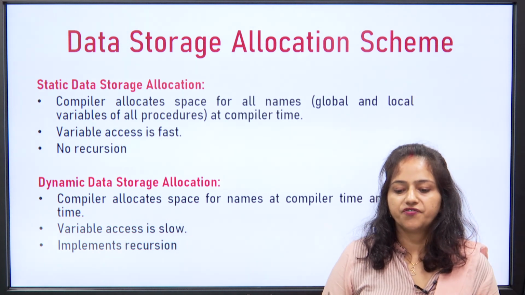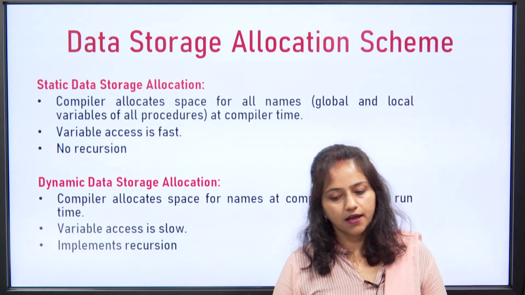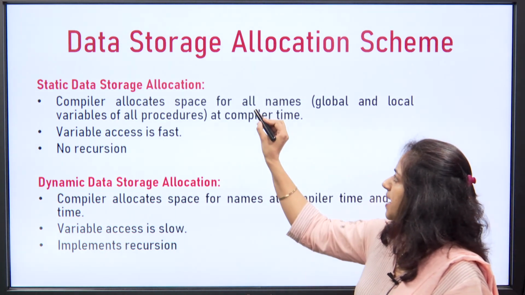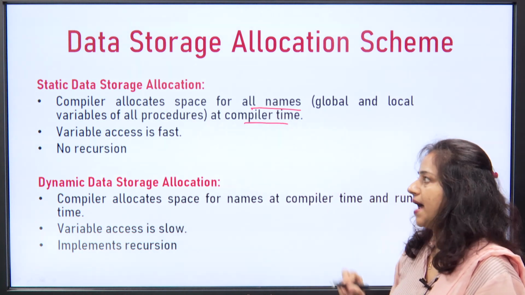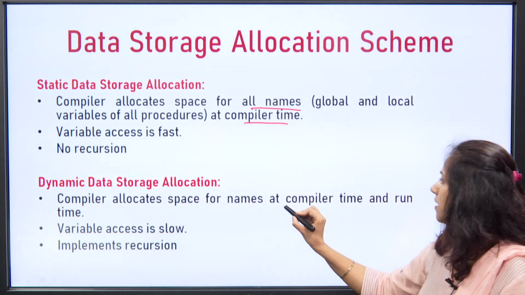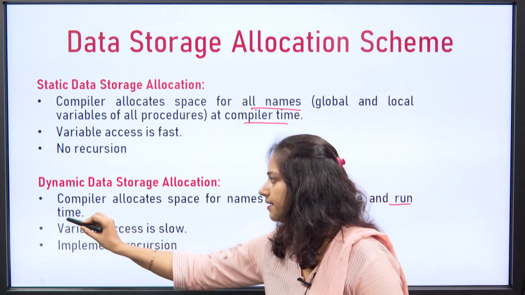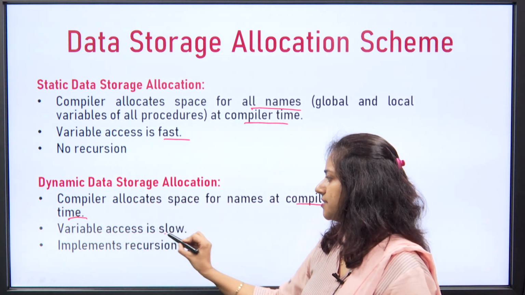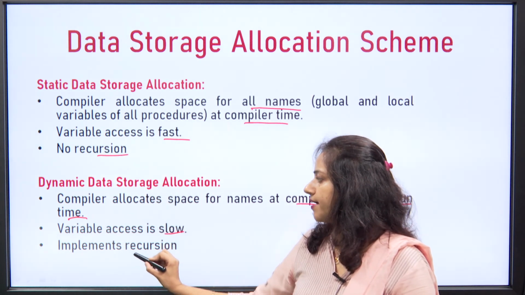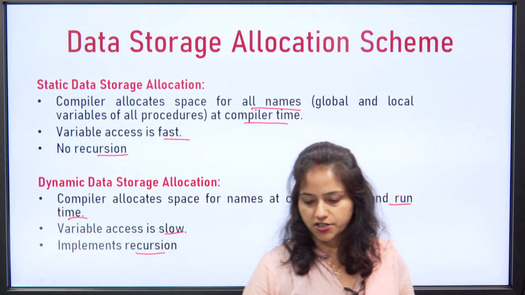There are two types of storage, static and dynamic. In static, all names are stored at compile time, while in dynamic, records are stored at compile time as well as runtime. Static is fast, dynamic is slow. Static does not implement recursion while dynamic implements recursion.